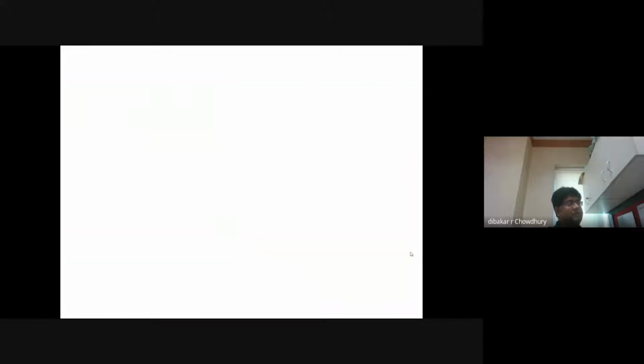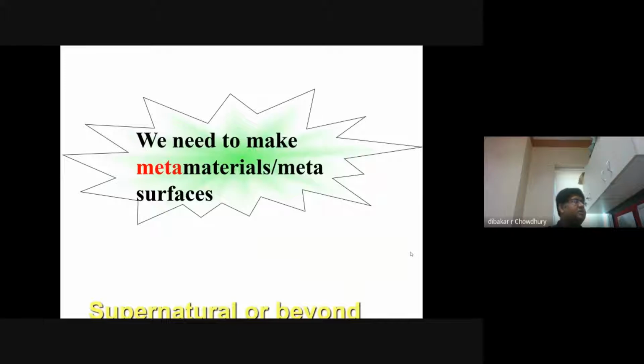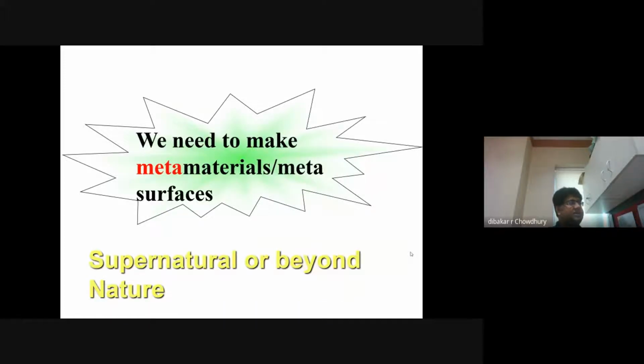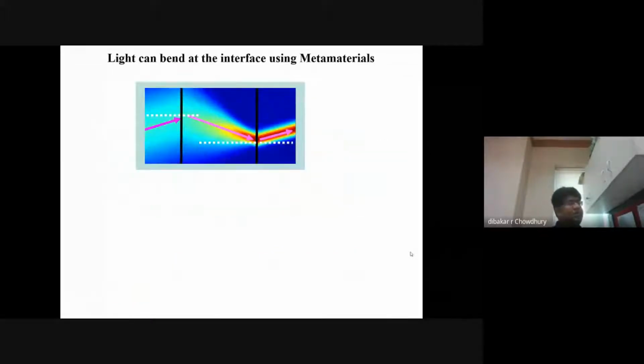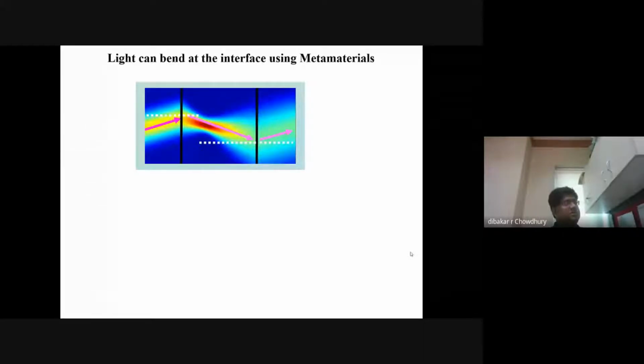Anyway, how to make something cloaked, how to make it invisible? To make it invisible, what you need is metamaterials or metasurfaces, which are kind of supernatural, beyond nature or beyond our imagination. We generally cannot think that something is invisible, but can one make it invisible? Metamaterials or metasurfaces have that potential. At the heart of that is how you play with electromagnetic waves, which can make things invisible.